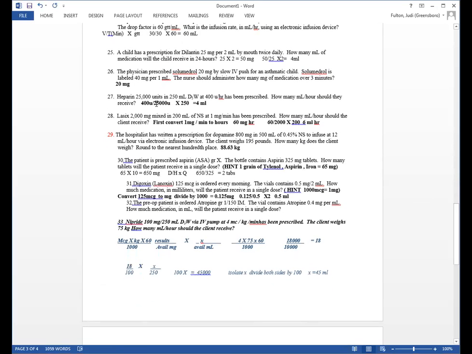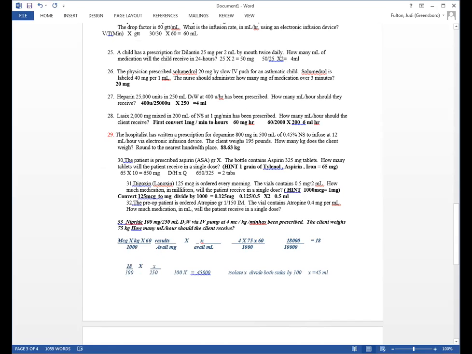Heparin. This is desired over have, because my desired is 400 units an hour has been prescribed. My available is 25,000 units, and it is in the quantity 250 milliliters. So I have 400 units desired over 25,000 units available times my quantity, which is 250. So my answer is 4 milliliters.